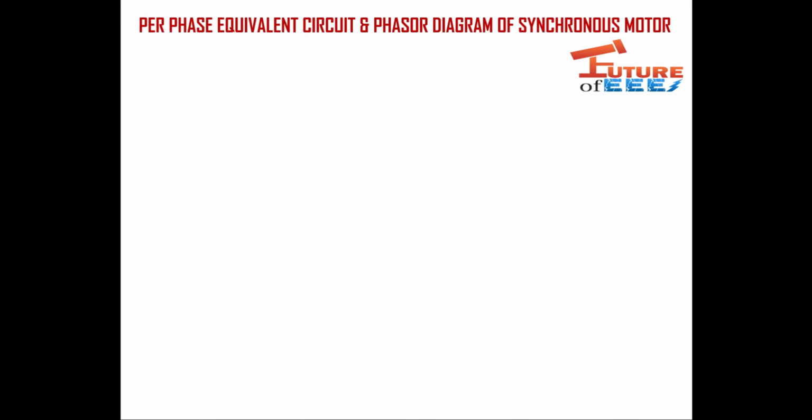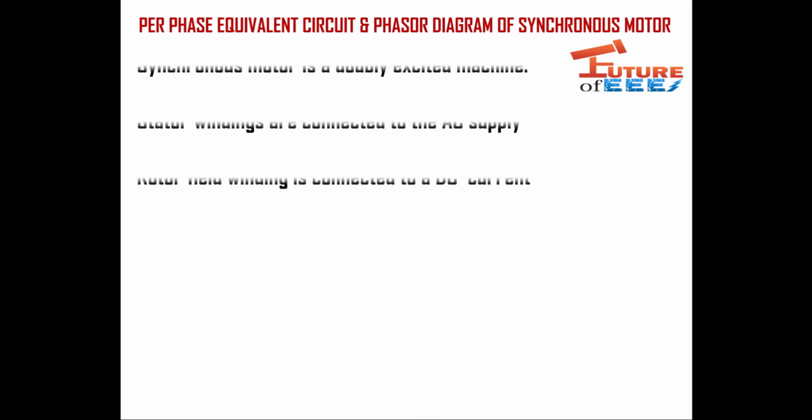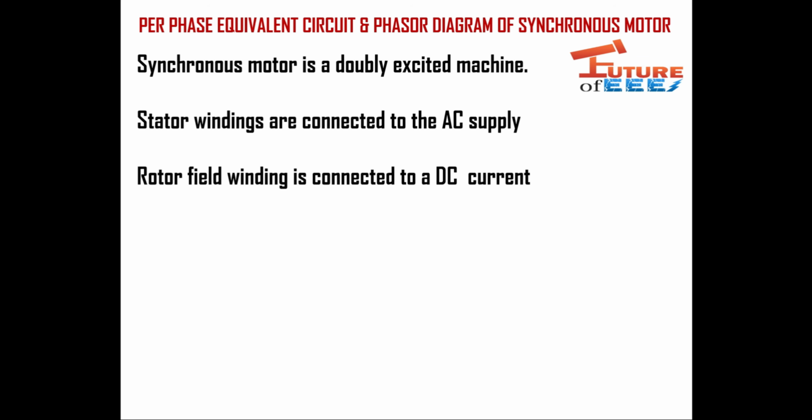In this video, let's see the per phase equivalent circuit and phasor diagram of synchronous motor. Before that, let's see some of the basics of synchronous motor. Actually, synchronous motor is a doubly excited motor because stator windings are connected to the AC supply and rotor field winding is connected separately to the DC excitation current.